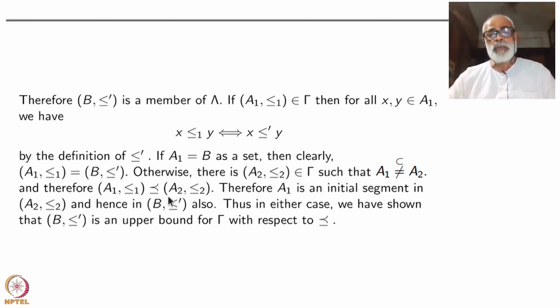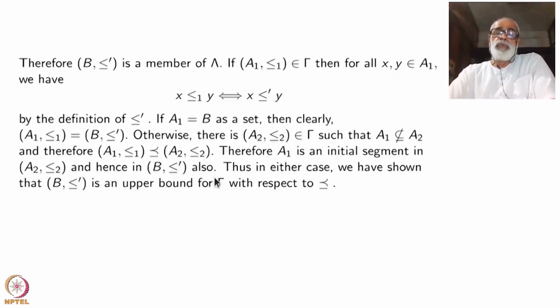Therefore, A1 and A2 must be related somehow, because they are in the total order set gamma. This cannot be a subset of this one, so it is this one: A1 precedes A2. Therefore, A1 is an initial segment, either open or closed, doesn't matter, of A2. Therefore, it is an initial segment in B prime also. B also, the same property. Alright, so we have proved that every A is an initial segment, it precedes B. In either case, we have shown that this is an upper bound for gamma with respect to this relation precedes.